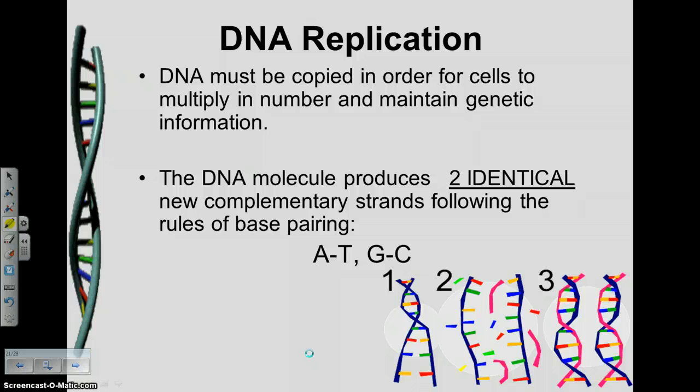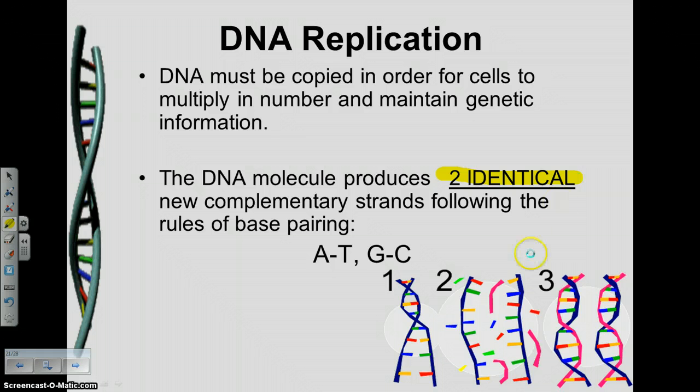So in order for each new cell to obtain an identical copy of DNA, we have to sort of use our original strand of DNA as like a blueprint or a template. So the DNA molecule that's being replicated produces 2 identical new complementary strands following the rules of base pairing. So A is going to pair with T, and then G's are going to pair with C's.